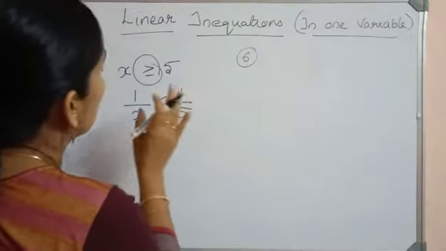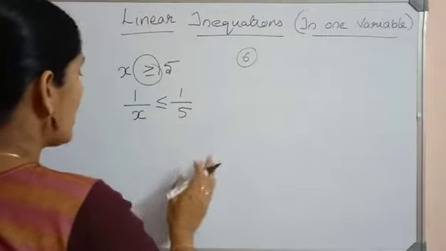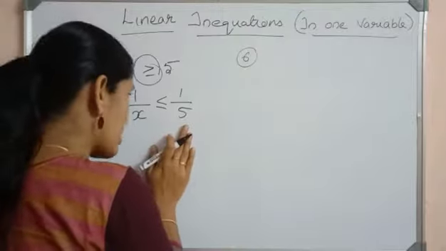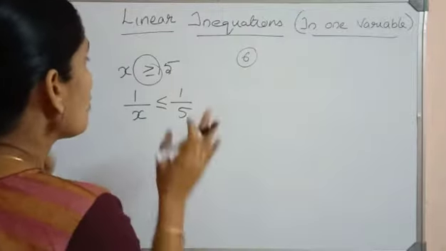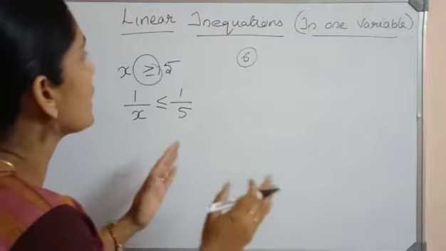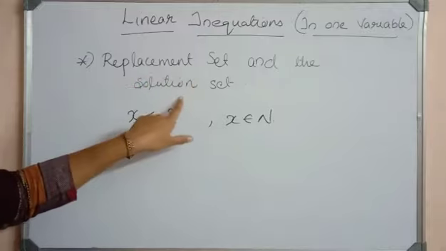So whenever both the sides of an inequation are positive or both are negative, then on taking their reciprocals, the sign of inequality reverses. This is the sixth rule. So all these 6 rules you have to remember whenever you are solving any linear inequation algebraically. Next is the replacement set and the solution set.